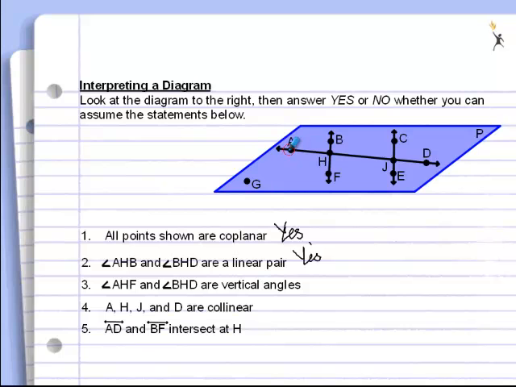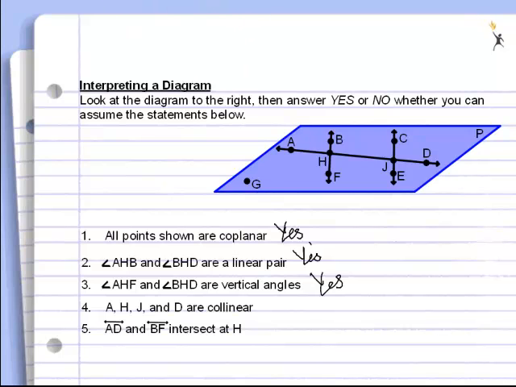Let's go to number 3. That says AHF and BHD are vertical angles. Remember, vertical angles are two angles that are opposite each other. So we're talking about this angle and this angle. Are those two angles opposite each other? I would say yes, they are. They sure look like it anyway. We could draw a line going from one to the other, and they look like they're the exact same size too. Remember, vertical angles are congruent. Let's go to number 4.